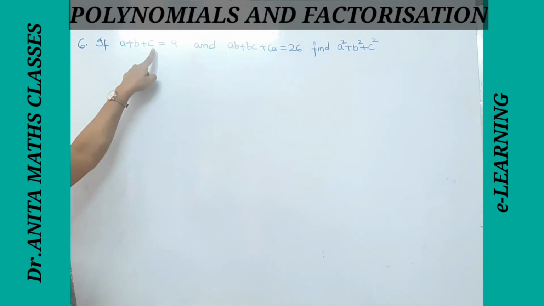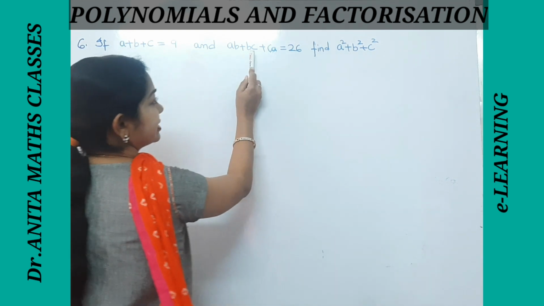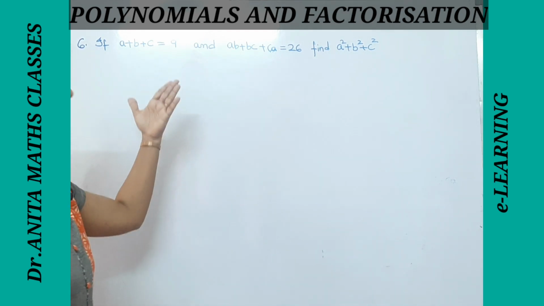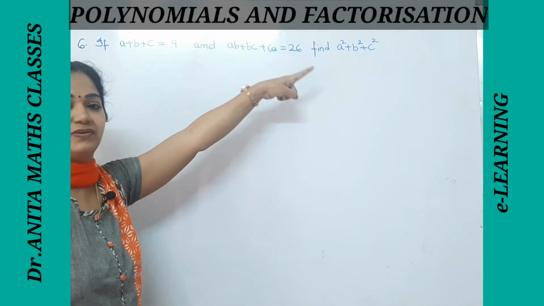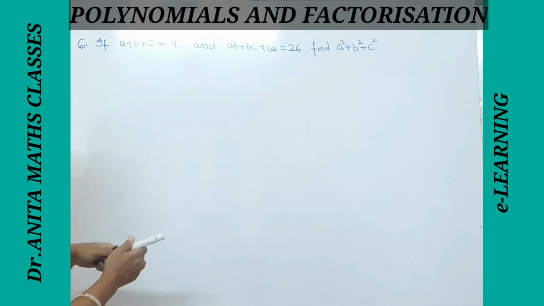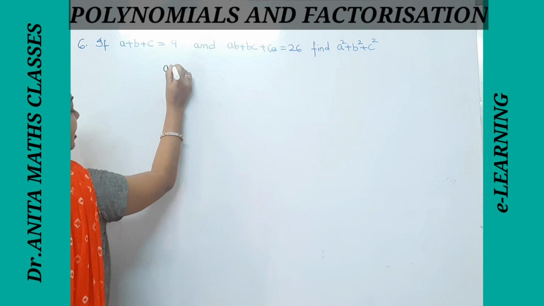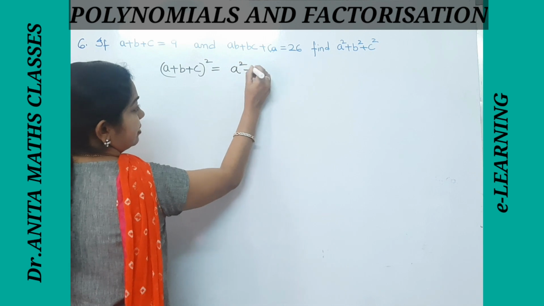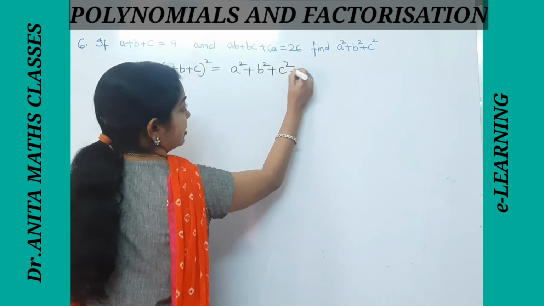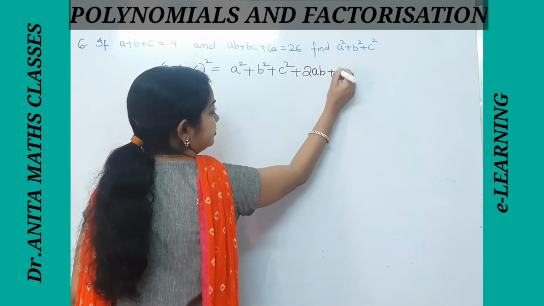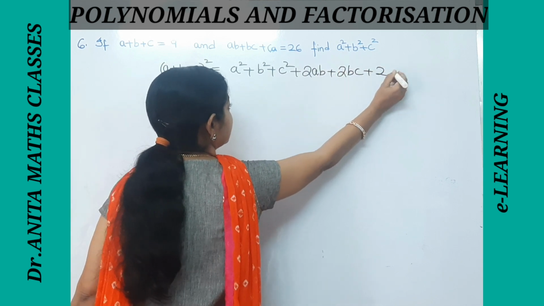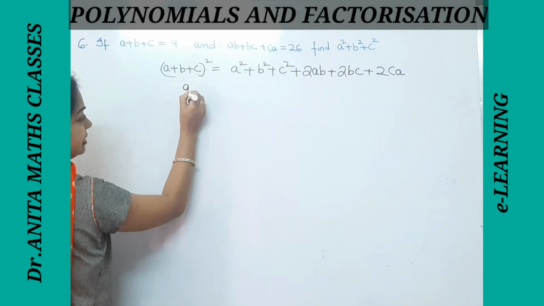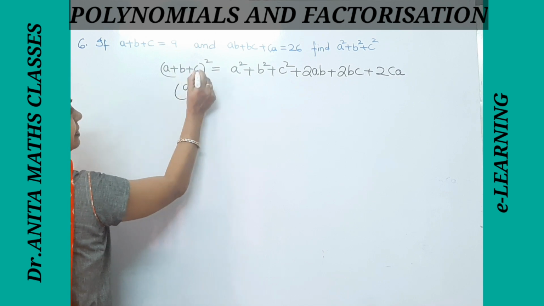If a plus b plus c is 9 and ab plus bc plus ca is 26, find a square plus b square plus c square. Here, simply applying the formula and substituting the given values, we can find a square, b square and c square. So the formula we'll write first: a plus b plus c whole square equals a square plus b square plus c square plus 2ab plus 2bc plus 2ca. This is the formula. Now we will substitute the values: a plus b plus c is given as 9, so 9 whole square.